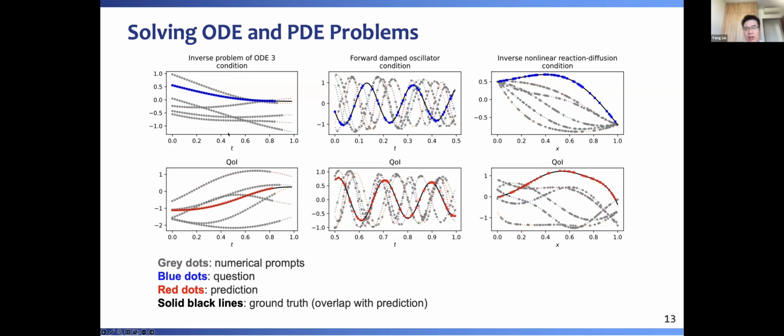Here the gray dots are the numerical prompts, the blue dots are the question, and the red dots are the prediction. This black solid line is the ground truth. So we can see the prediction overlaps with the ground truth very well. And this is another problem. They are different ODEs or PDEs, and here we have a uniform grid, but here we have a flexible grid. So this is very flexible. Also, the number of points for each function is flexible.